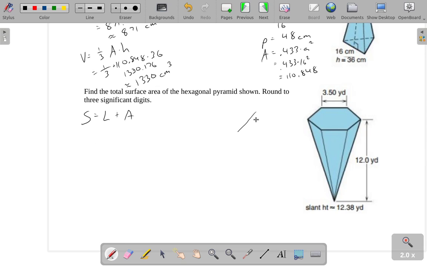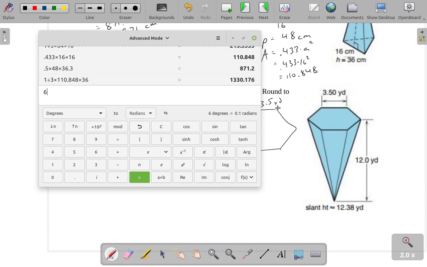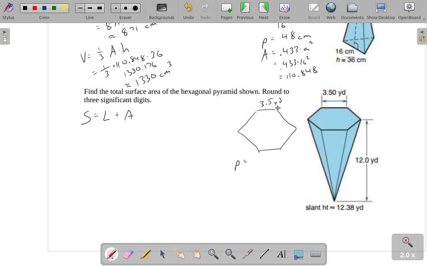I should probably start by drawing my base of this pyramid. I think it's reasonable to assume that this is a regular hexagon. So this 3.5 yards, everything is in yards, okay, this 3.5 yards right here would be the same length for all of the sides of this hexagon. And so the perimeter would end up being 6 of those. 6 times 3.5 is 21.